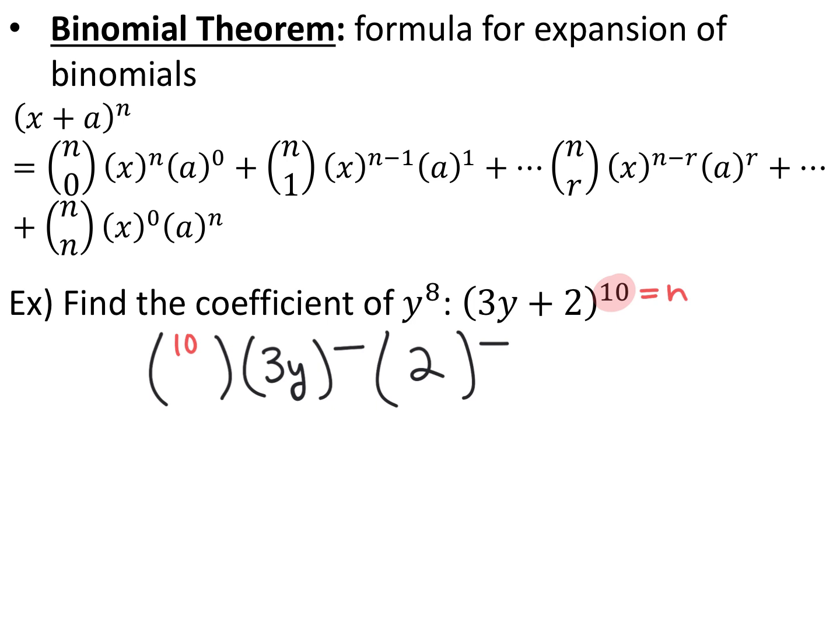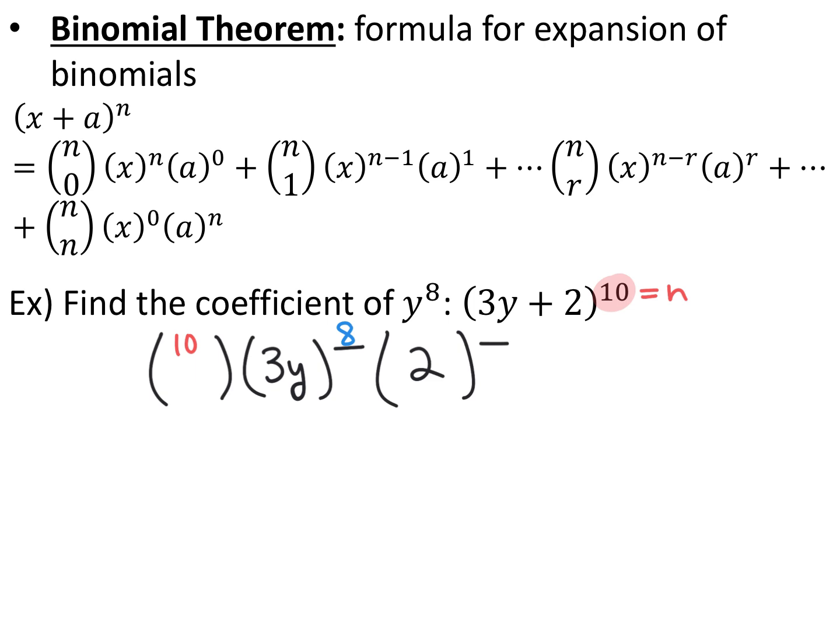So what I like to do is set up what I know I'm going to have in my expansion. So I know I need to have the n choose r part. I know I need to have the first term, the 3y raised to a power. And I know I need to have the second term, 2 raised to a power. Since I want this y to the 8th term, that means 3y has to be raised to the 8th power.